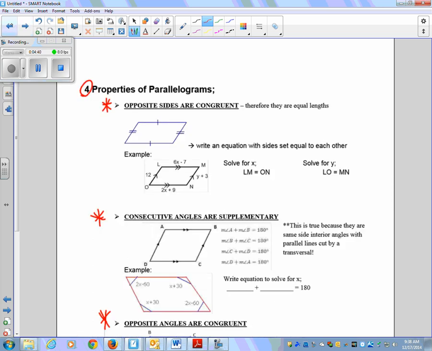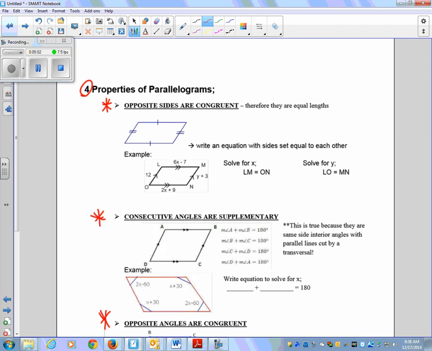First, opposite sides are congruent. Next, consecutive angles are supplementary. Third, opposite angles are congruent. And the last one says diagonals bisect each other. So we're going to see how that is applied to problems that you're going to have to solve.